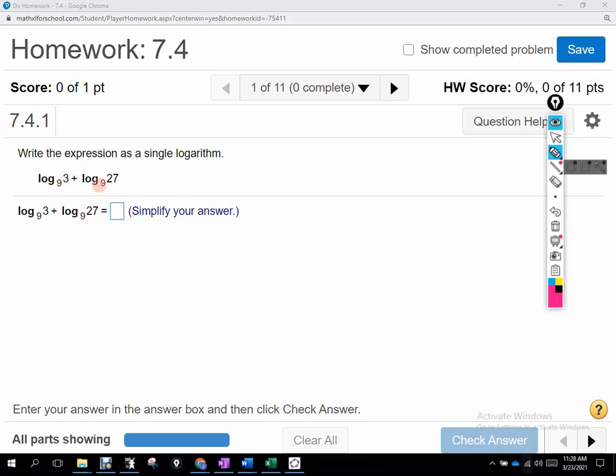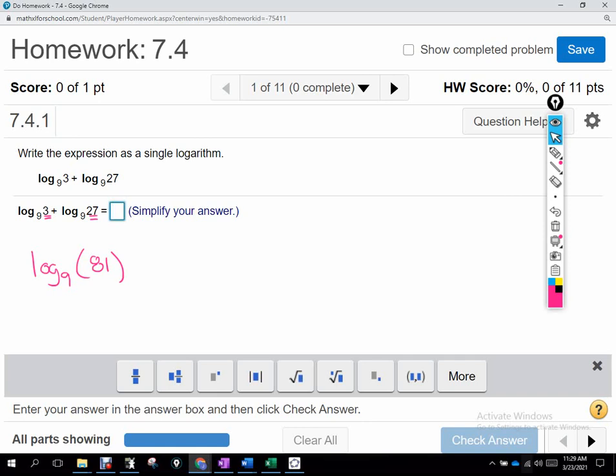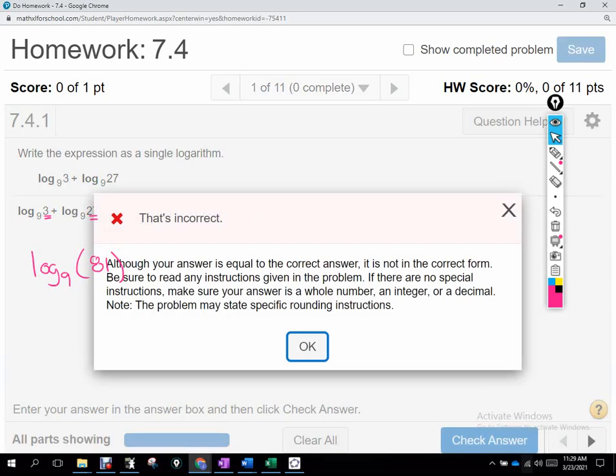Okay, so here, let's just do mine here. It says log base 9 of 3. So what we're going to do is rewrite this as, because it's addition, log base 9. What am I going to do with these two numbers here? Multiply them together and get 81, right? If I type that in, it is going to tell me I'm wrong. If I go log base 9 of 81, check answer, it says that's incorrect.